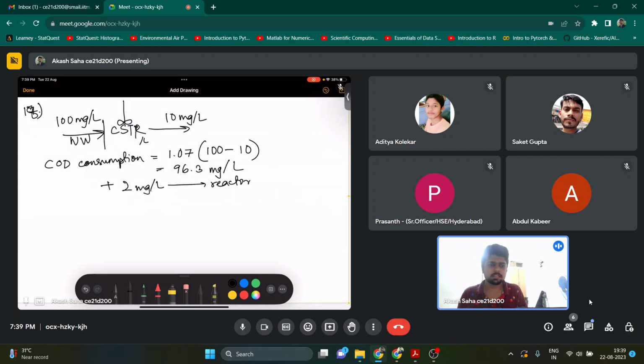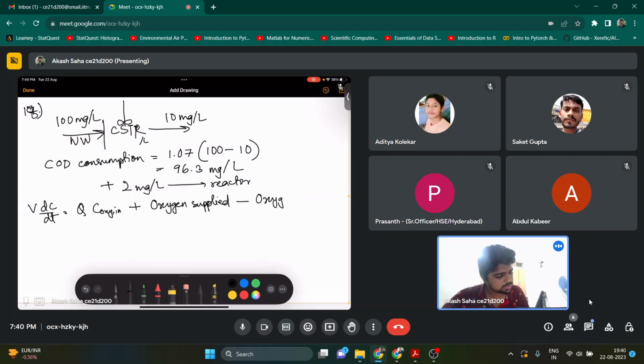Okay, so now we will make the mass balance. If we make the mass balance, we know V dC by dt will be equal to Q into C oxy in, plus how much oxygen is supplied, which we have to find out, minus how much oxygen is consumed, minus Q C oxy that is coming out. So this will be my mass balance equation.